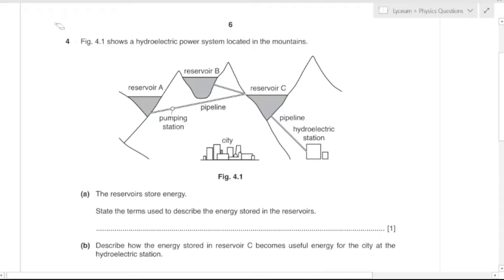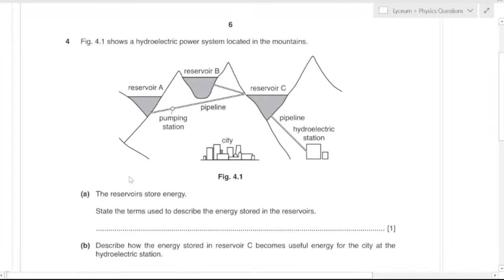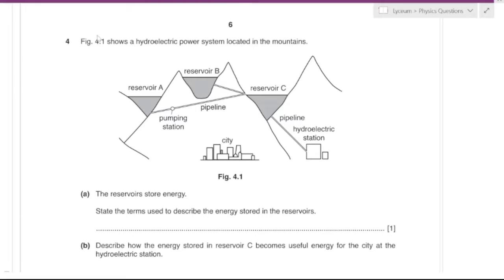Okay, so question 4 says figure 4.1 shows a hydroelectric power system located in the mountains. Reservoirs store energy. State the term used to describe energy stored in the reservoirs. So basically, how a hydroelectric station works is that it transfers water to reservoirs. The reservoirs store the energy as gravitational potential energy because these reservoirs are purposely placed at a height.